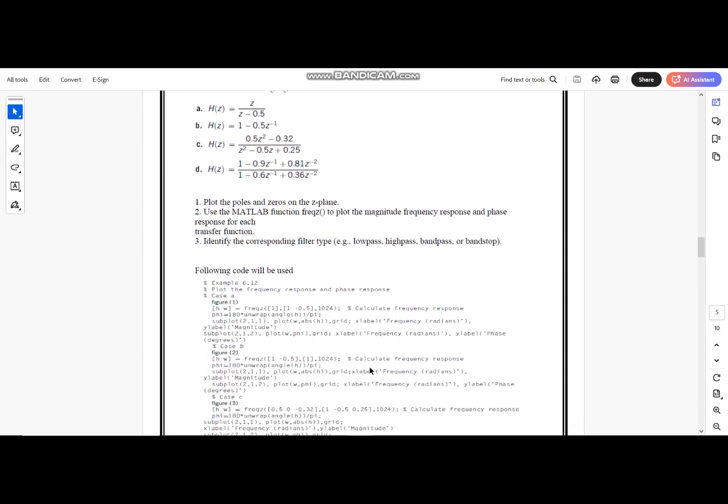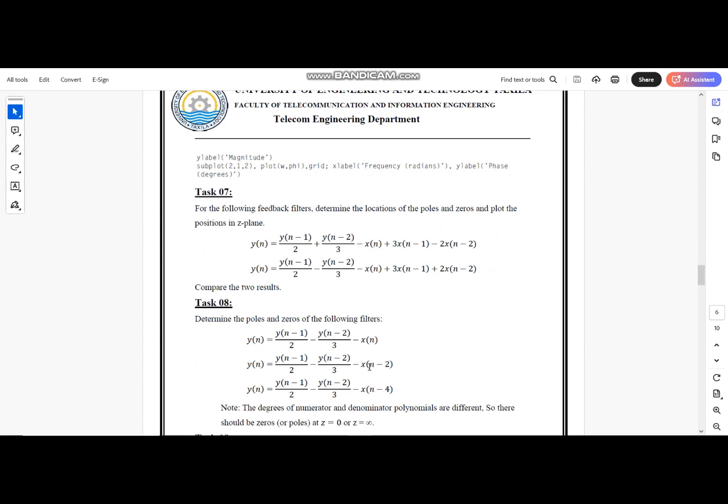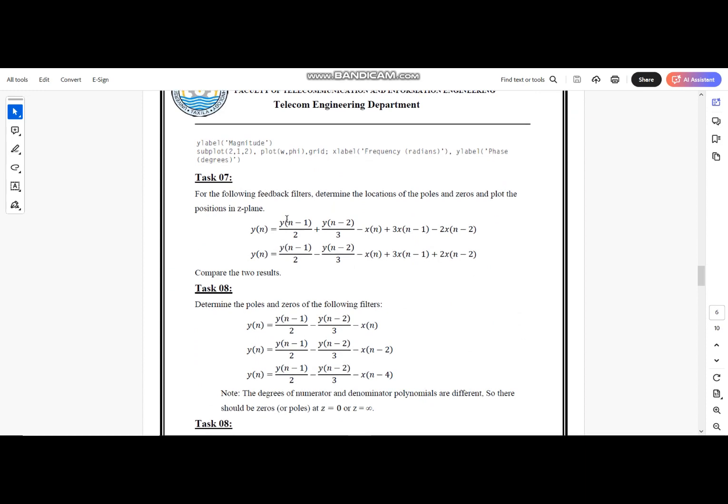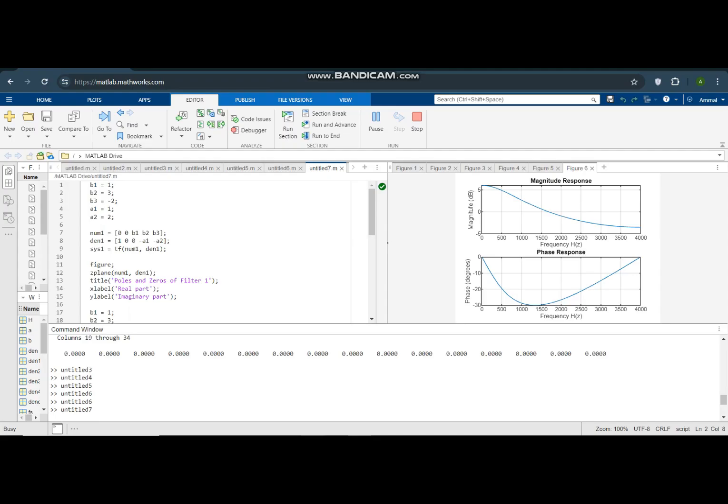Then coming towards task 7. It is about, for the following feedback filters, determine the locations of the poles and zeros and plot the positions in the z-plane. Let us see the code for it.